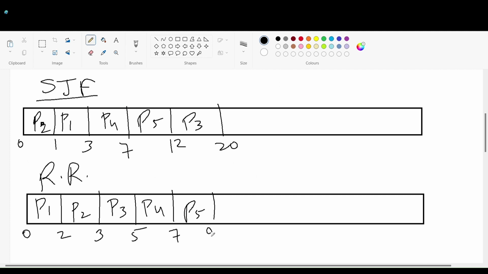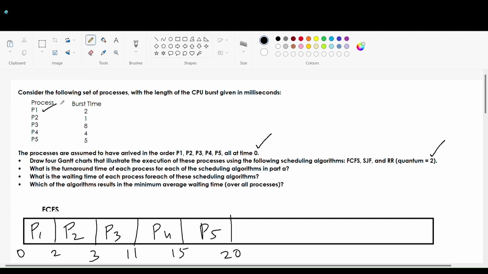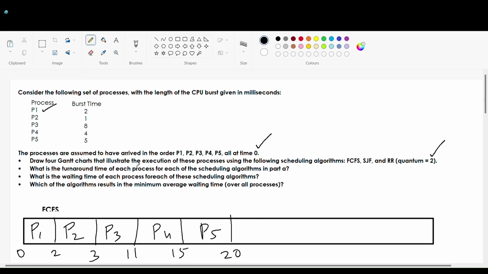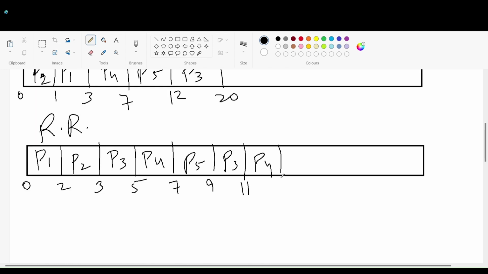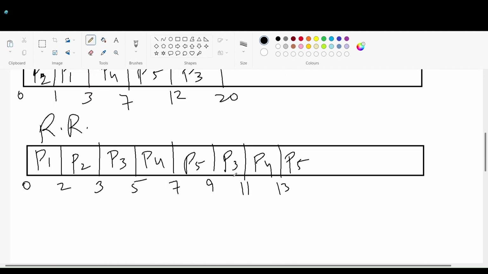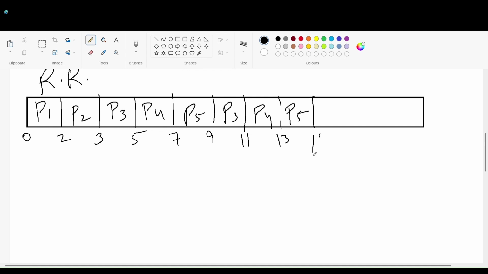After that P1 would execute again, but P1 already finished. P2 is already finished. Now P3 will execute from 9 to 11. Then P4 will execute from 11 to 13. Then P5 will execute from 13 to 15.